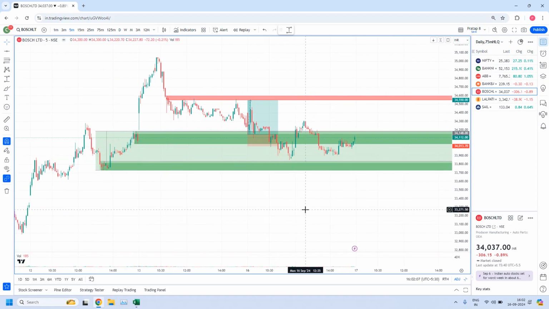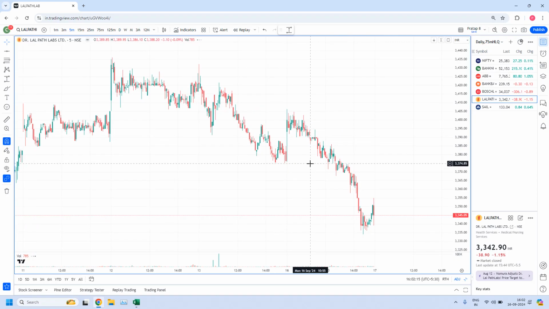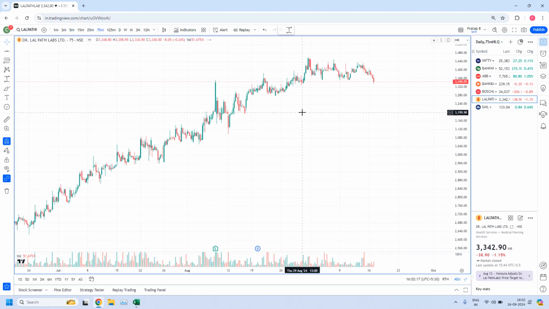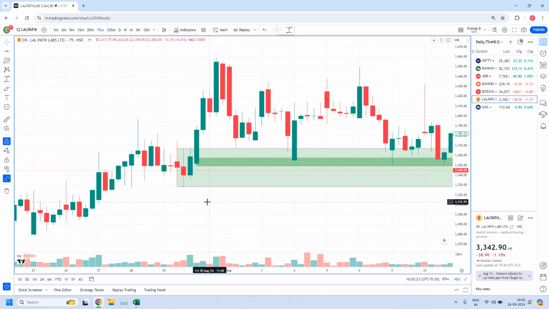Okay, this is the one we missed. Fine, then what is the second trade? The second trade is a successful trade, but we didn't take it. Why? That is Lalpath Lab. Lalpath Lab is also a 75 minute high liquidity zone. This is a 75 minute zone.